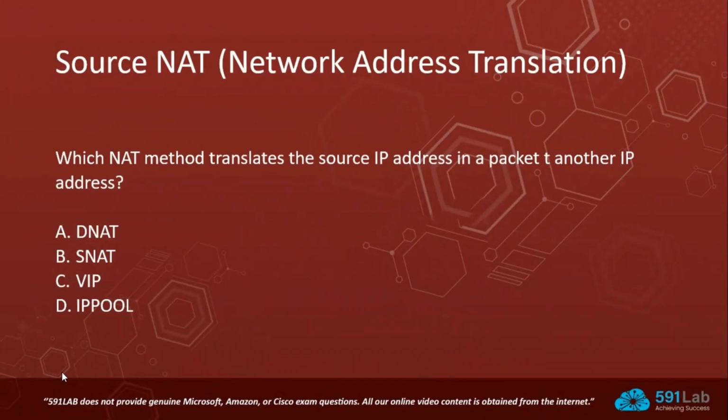The question is, which NAT methods translate the source IP addresses in a packet to another IP address? Answer A, DNAT. No, this answer is incorrect. Answer B, SNAT, that means source NAT. Yes, you know that this answer is correct. Answer C, VIP, virtual IP. No, this one is also incorrect. Answer D, IP pool. No, this is also incorrect. The correct answer is answer B, source NAT.